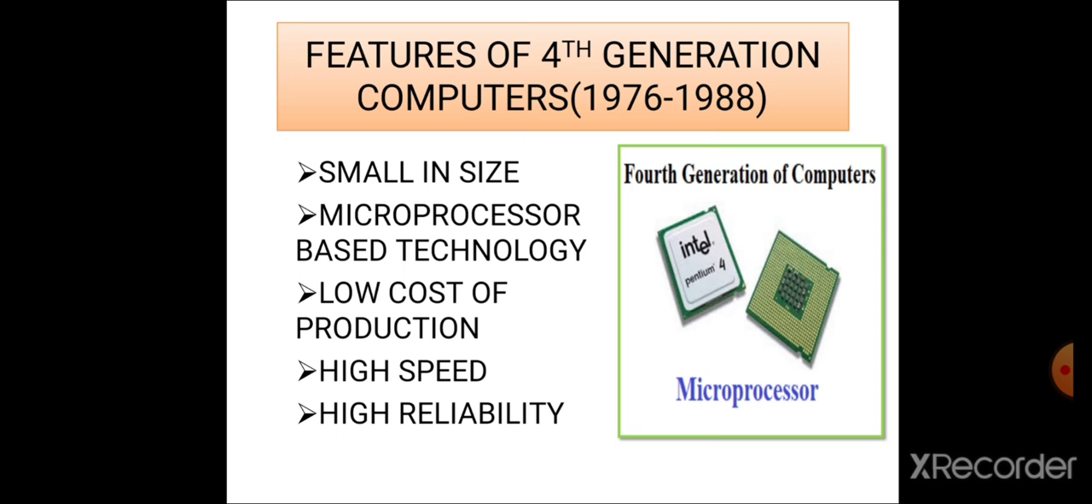These fourth generation computers are small in size and are based on microprocessor technology. These computers are of low cost, the speed of performance is very high, and they are also highly reliable. That is, the cost of production for the fourth generation of computers is very low, and they work very fast when compared to the previous 3 generations of computers. Okay, let us see how the fifth generation of computers work.